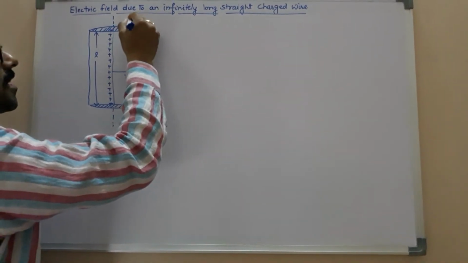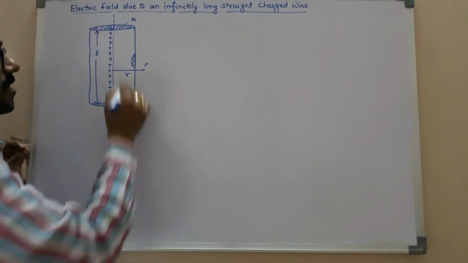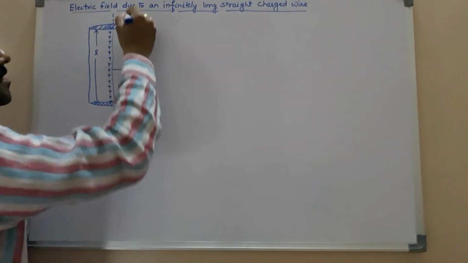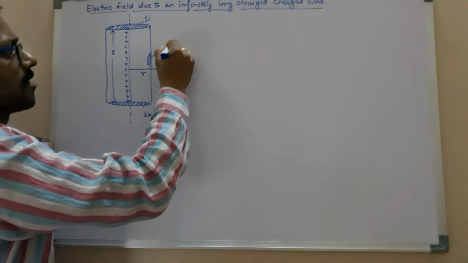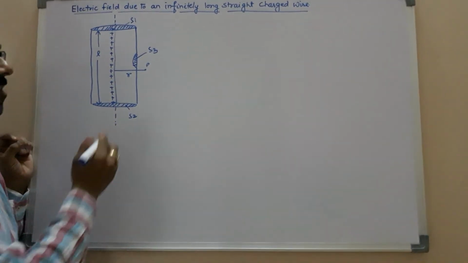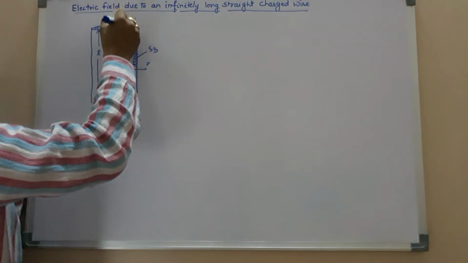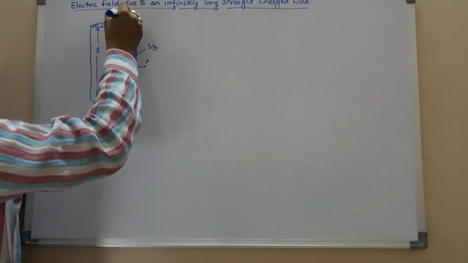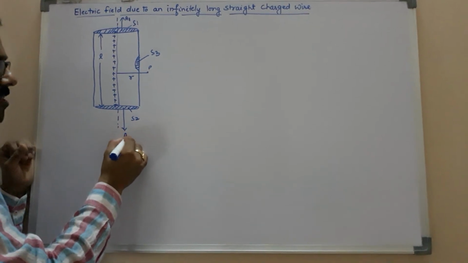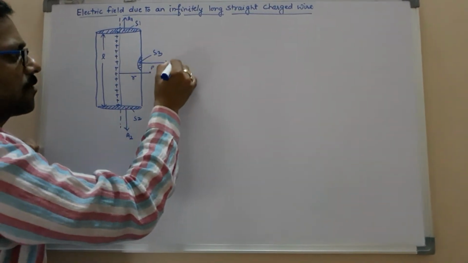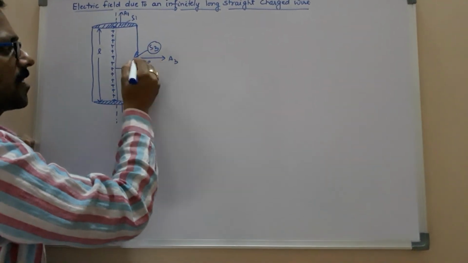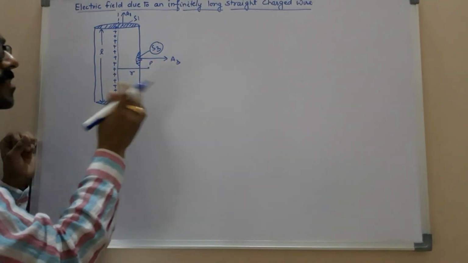So I am marking here as A1 surface. This is surface number 1, this is surface number 2, and this is surface number 3. Now if we denote the direction of the area vector, then the area vector is always perpendicular to the surface. So this is A1. Similarly, this is the area vector for surface 2, and this is the area vector for surface 3.